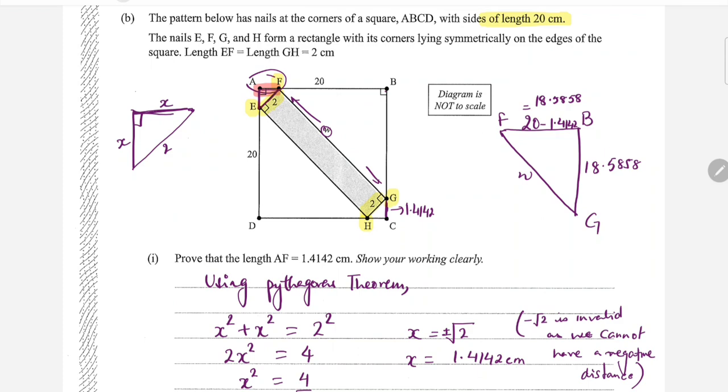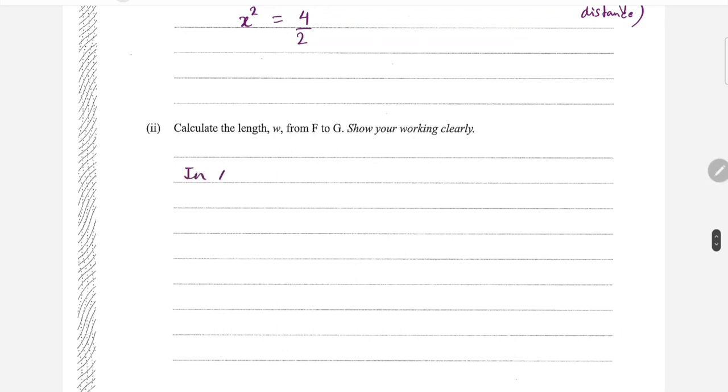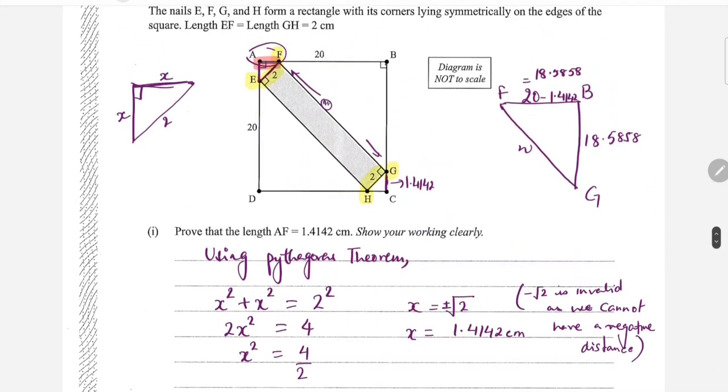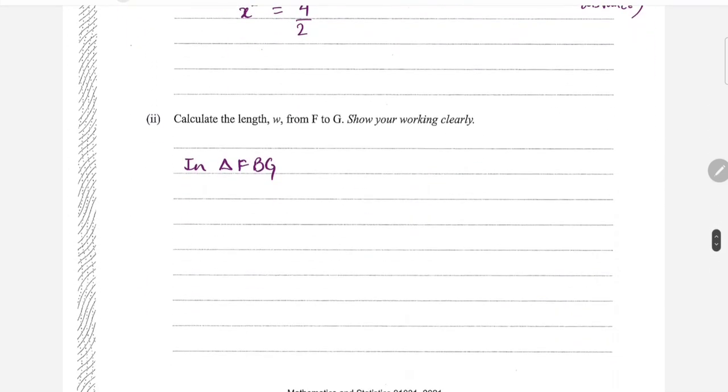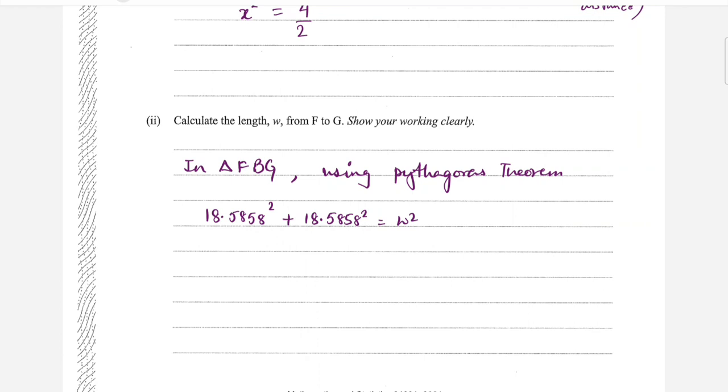So again, we are going to use Pythagoras to get that done. In triangle FBG, we have 18.5858 squared plus 18.5858 squared is equal to W squared, using Pythagoras theorem. Just write these tiny things because that helps the examiner understand what you are doing and how you're working. So it's really good writing those things.